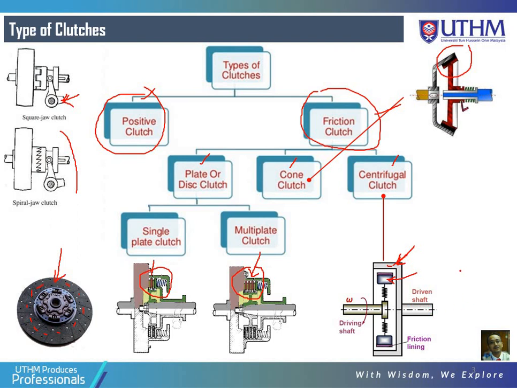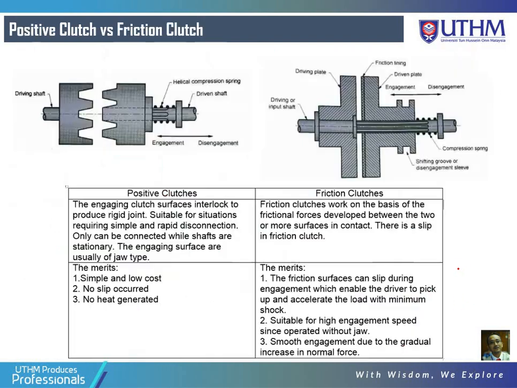So basically that is the types of clutches, whereas this one is a comparison between the positive clutch and the friction clutch.